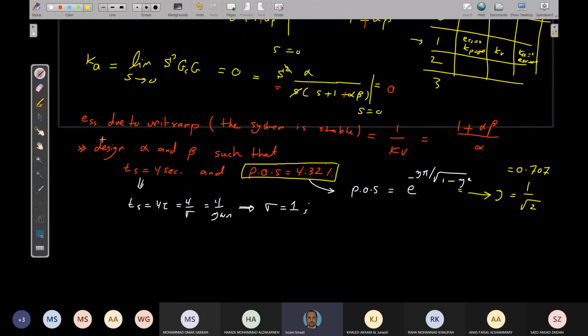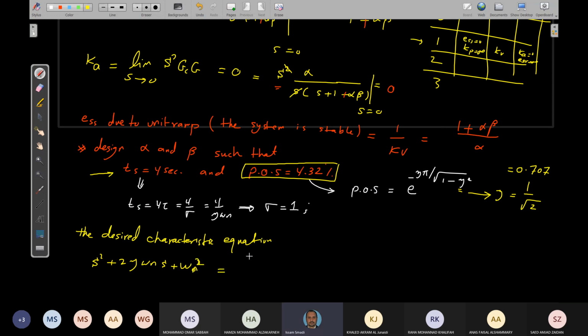Now, if I know zeta and I know sigma, can I know the characteristic equation, the desired characteristic equation? This is actually called the desired characteristic equation. Why desired? Because this one has the desired transient response, settling time, let's say percent overshoot. So from the knowledge of zeta and omega n, we can write the desired characteristic equation, which is equal to S square plus 2 zeta omega n S plus omega n square.